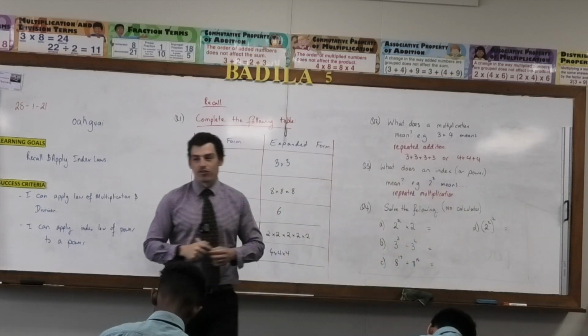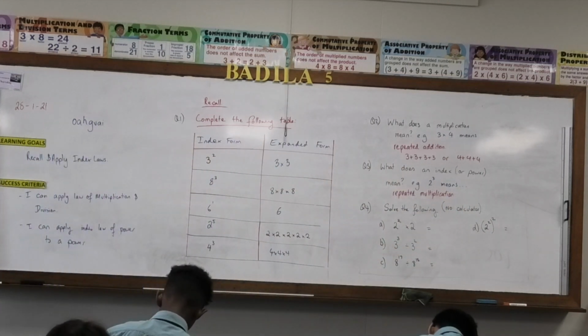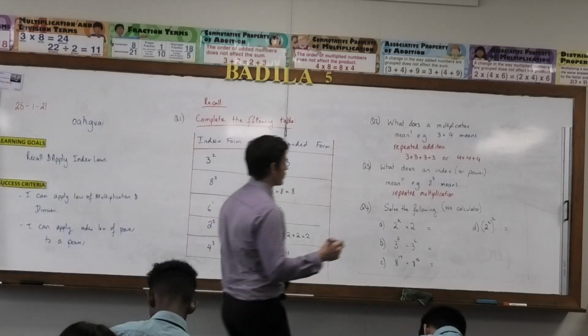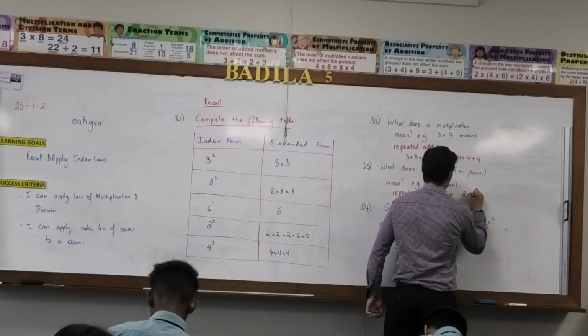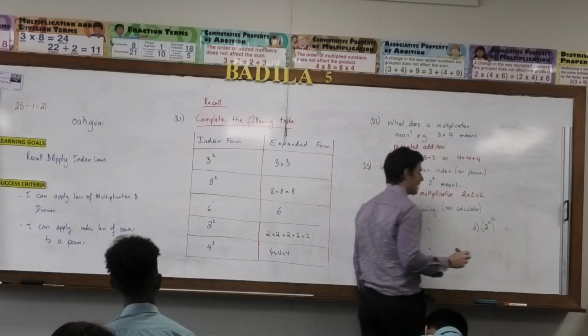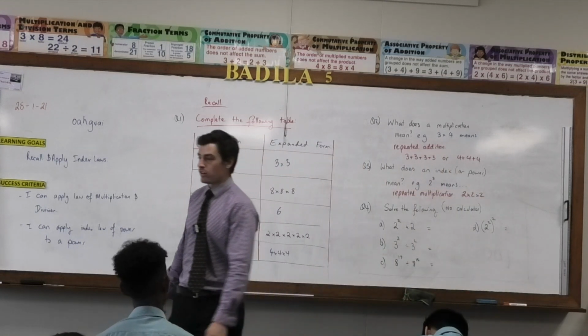However, we have to be careful because the base and the power, it does matter which one we do multiple times, correct? So this is now 2 times 2 times 2. It is definitely not 3 times 3.